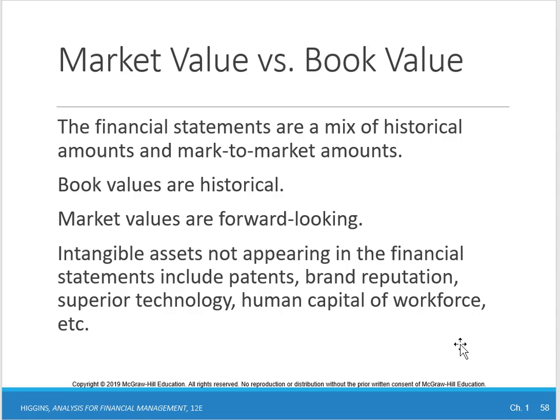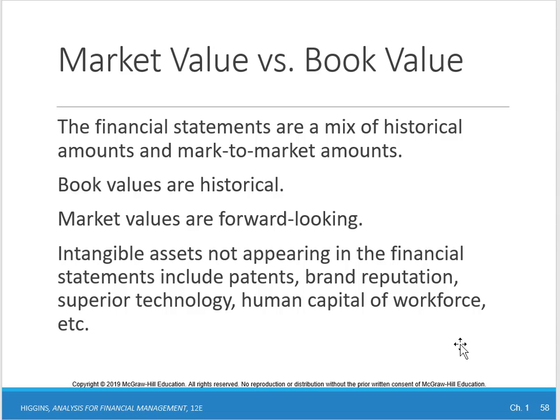So let's finish up our discussion of financial statements here with a couple other items. The first thing we want to talk about here is market value versus book value. Now, financial statements are typically a mixture of historical and mark-to-market amounts. So book values are historical, and obviously market values are forward-looking.